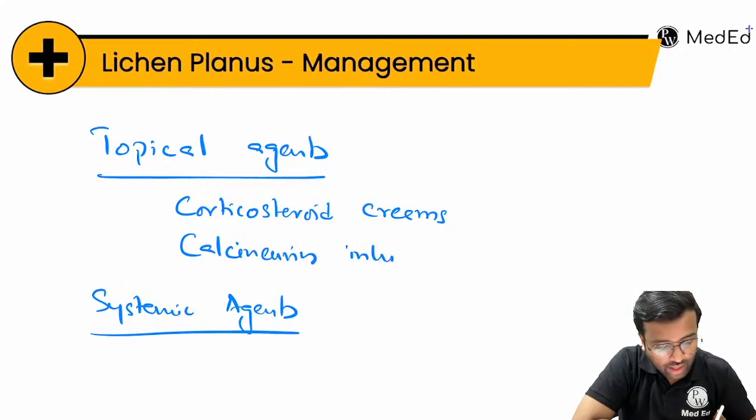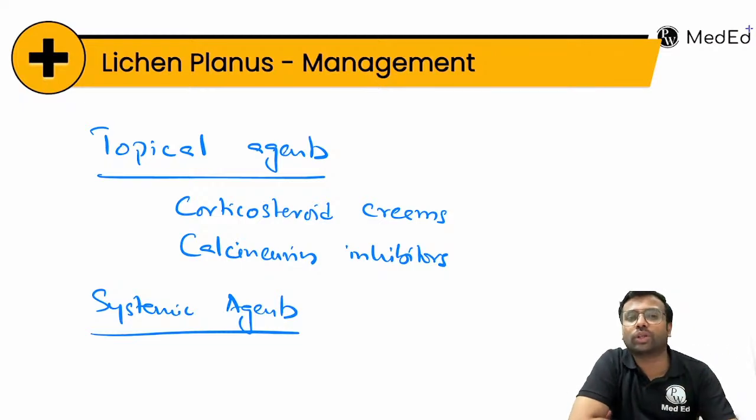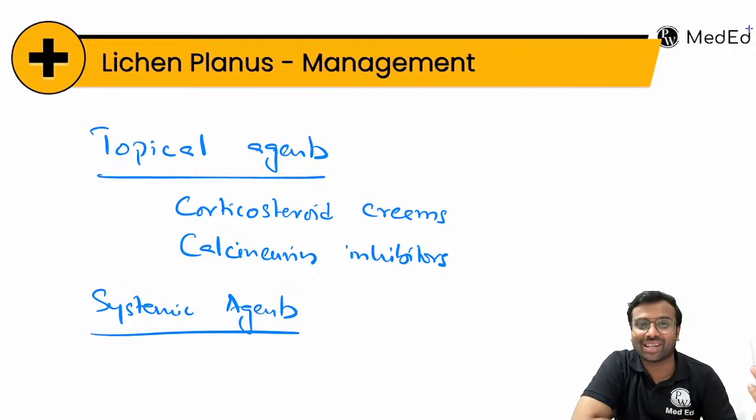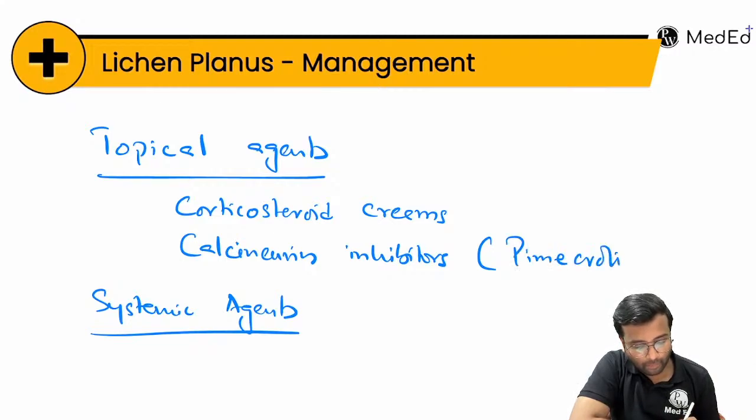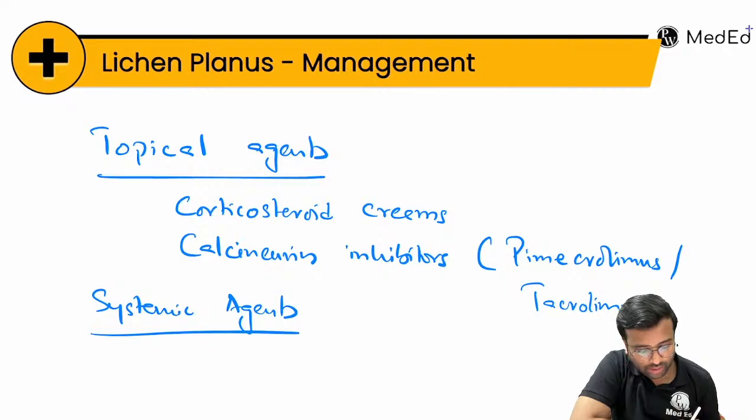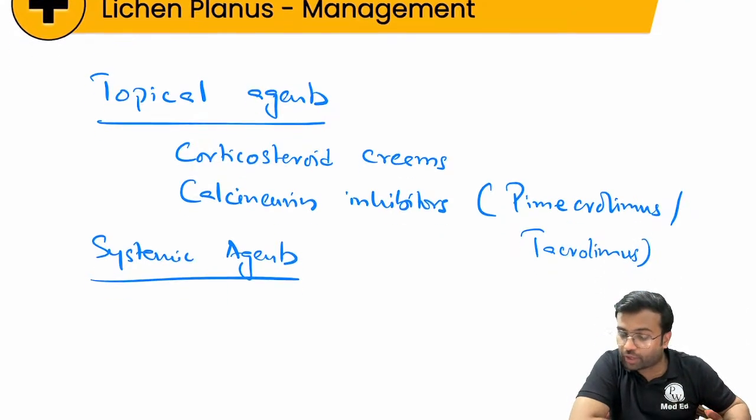Does any one of you remember the names of calcineurin inhibitors? In the last class we discussed calcineurin inhibitors when we discussed vitiligo. Any idea? Yeah. So, for example, this can be pimecrolimus or tacrolimus. So all these things can be used. Okay, very good. Good answers.